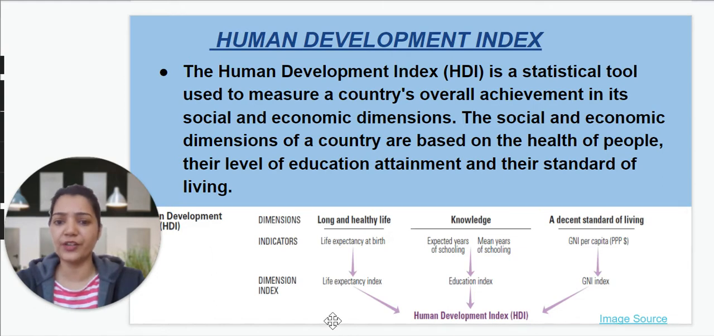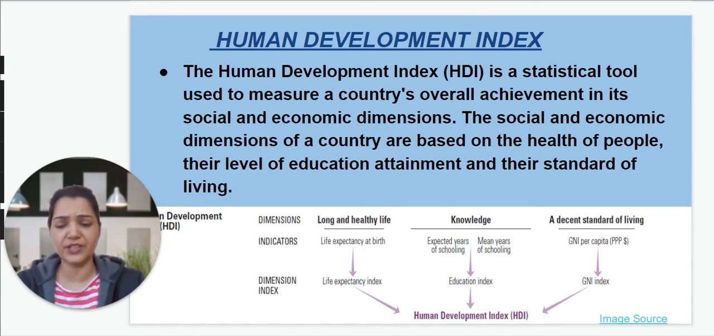This was based on three factors, as you can see on the screen. The dimensions are a long and healthy life, which is calculated using life expectancy at birth. That is known as the life expectancy index. Knowledge, which is calculated using expected years of schooling and mean years of schooling. This is the education index. And the third one is a decent standard of living, which is calculated on the basis of gross national income, which is known as the GNI index. These three things together are the basis on which HDI is calculated.